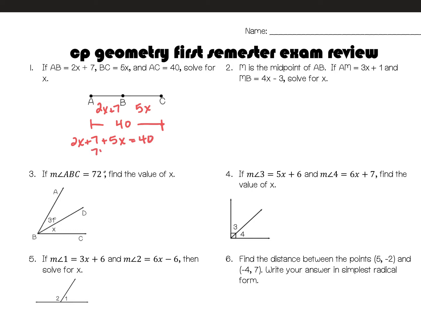Combining like terms, we get 7x plus 7 equals 40. Subtract 7, 7x equals 33, and then we'll finish by dividing by 7. So one possible answer would be 33/7, or that decimal is approximately 4.71.